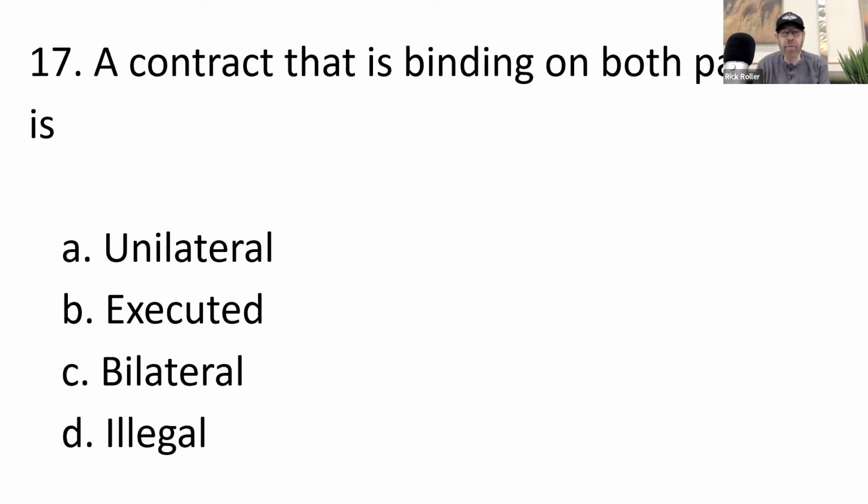Contract is binding on both parties is, well, we just talked about unilateral and bilateral. Okay. It's definitely not illegal. My gosh, I mean, that's just crazy. That's not a good answer at all. Executed means it's all finished. It's binding on both parties. So if it's still binding on both parties, it probably isn't completely finished yet. So it's either unilateral or bilateral, but this is binding on both parties. So it's both parties. That B, it means by, or both parties, right? So it's bilateral. Unilateral is like your employment agreement.